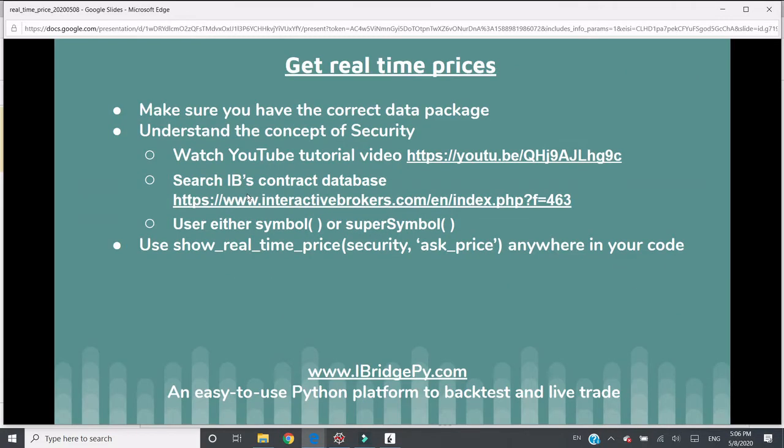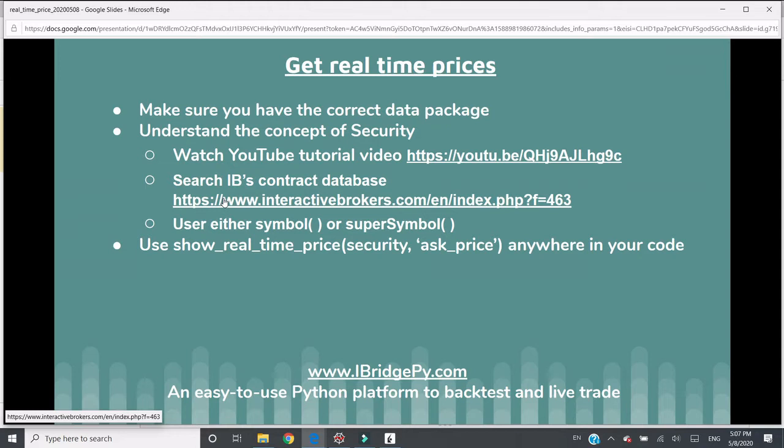In this tutorial, I'm going to talk about how to get real-time prices from Interactive Brokers in iBridgePy. The first thing you need to make sure is that you have the correct data package from Interactive Brokers. Some data packages are free, for example, Forex data. Most data packages are not. If you are not sure which data packages you need, the best way to find out is to give an Interactive Brokers representative a call and ask them, and they will help you choose the best data package.